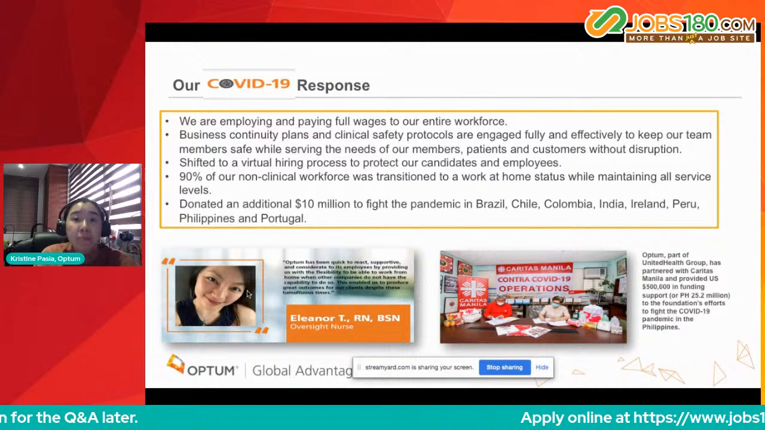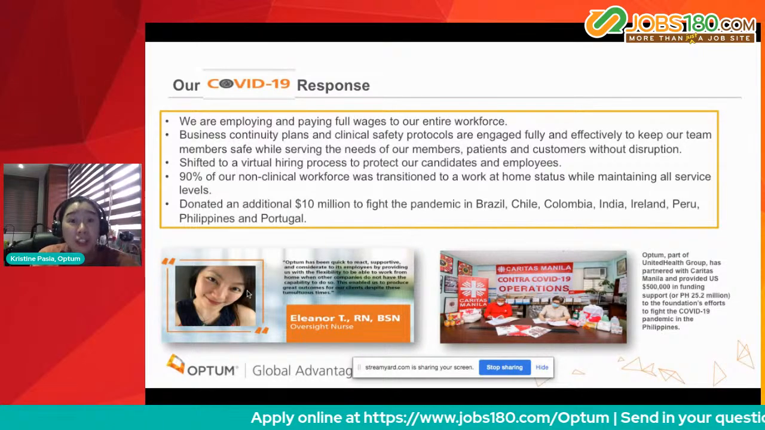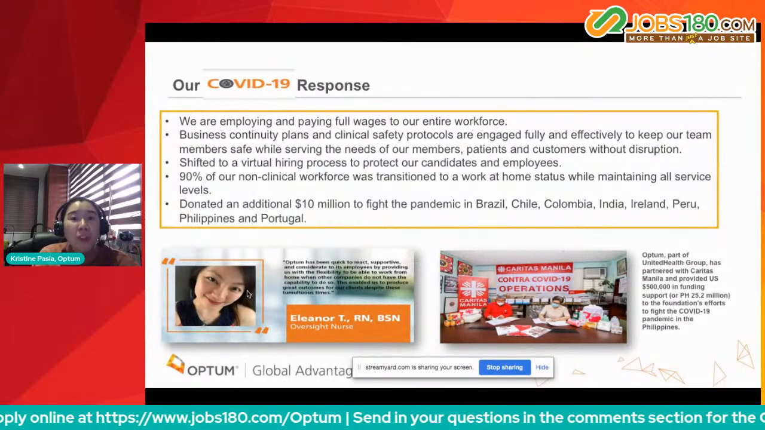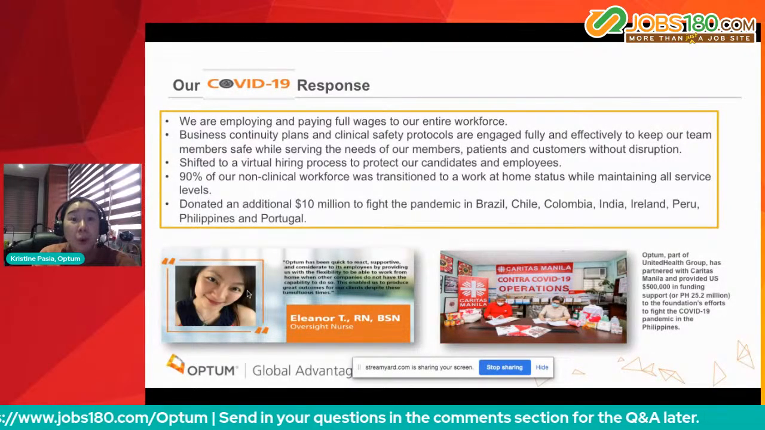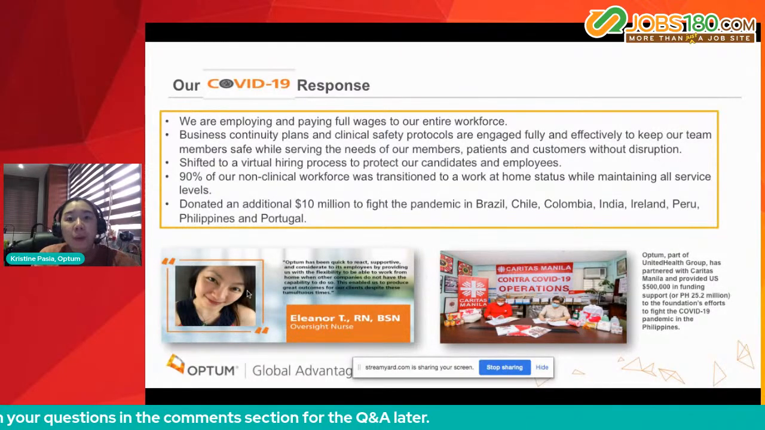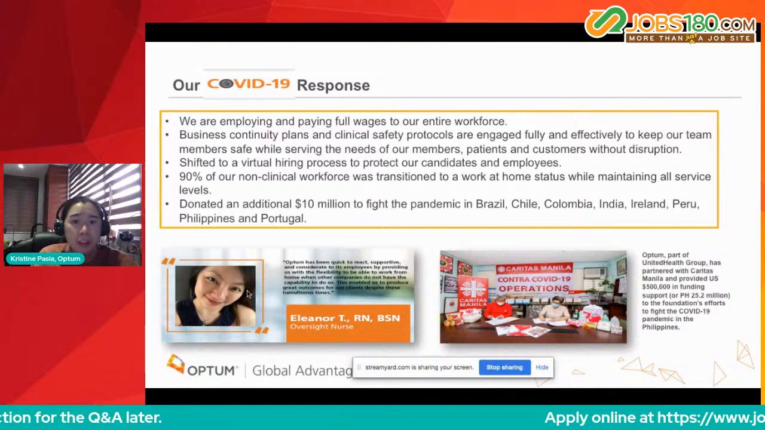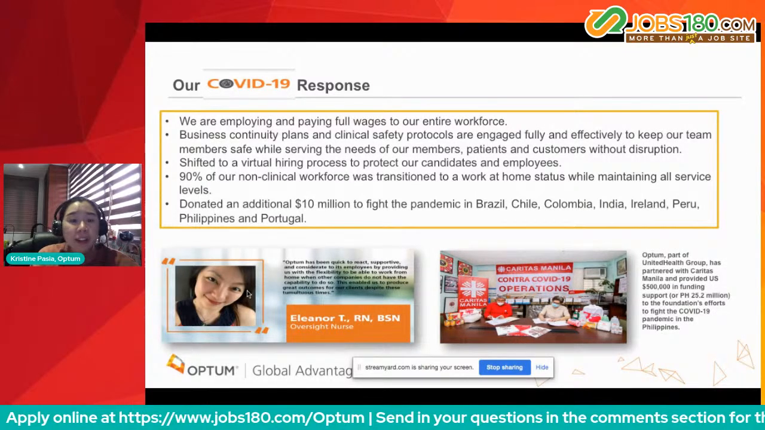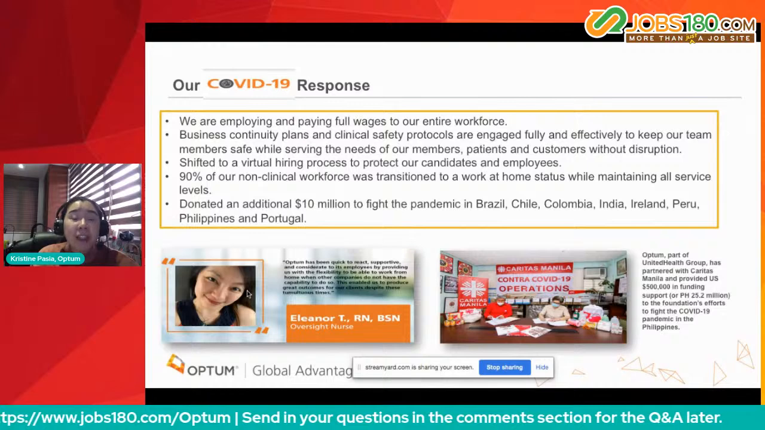We even had some senior leaders send the workstations or computers to the employees' homes, just so that they can work from home and be safe. And also, of course, living up to our mission and values and making sure that we help people live healthier lives, we still had the time to donate an additional 10 million to fight the pandemic in Brazil, Chile, Colombia, India, Ireland, Peru, and of course the Philippines.